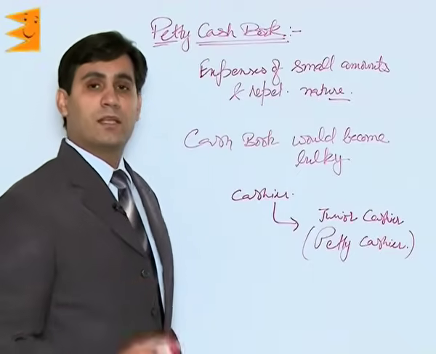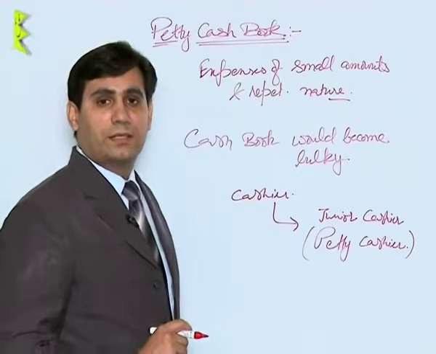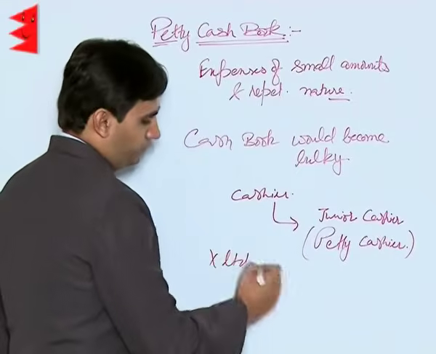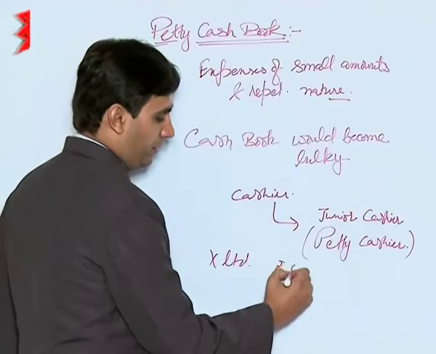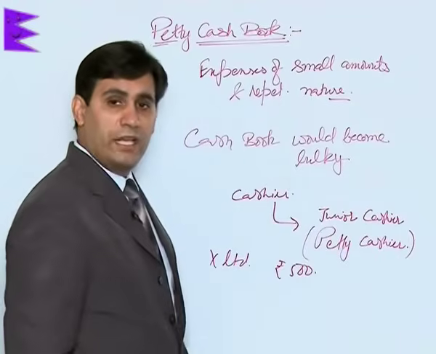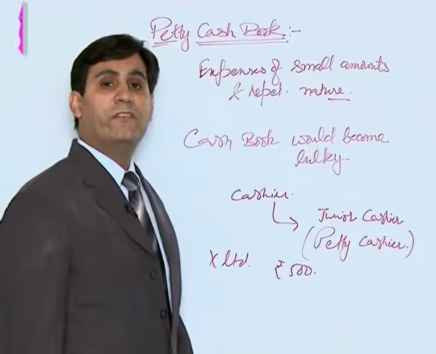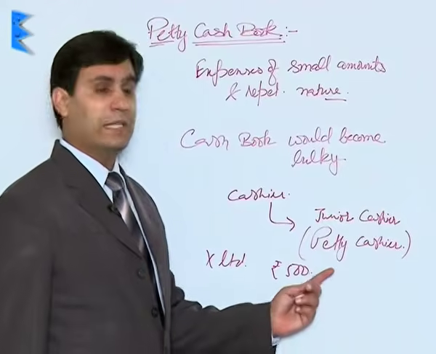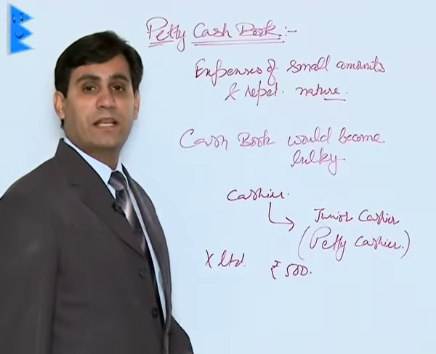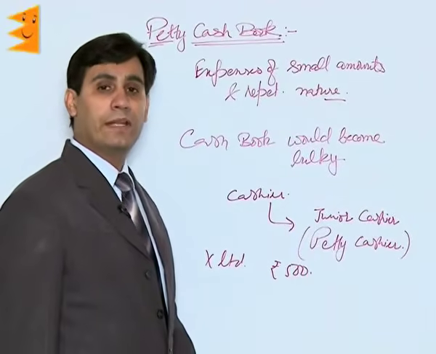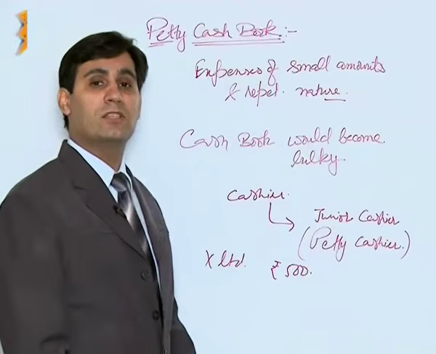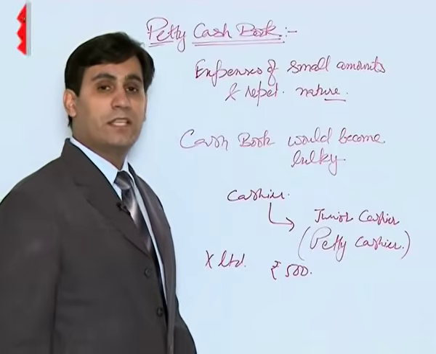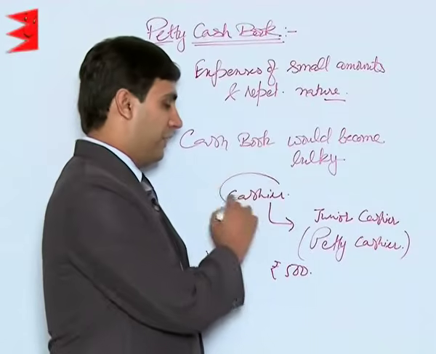Usually what is done is a small amount is fixed. Let us take an example that in organization X Limited, this amount has been fixed at rupees 500. That means any worker or any employee, if he incurs an expense of amount of up to rupees 500, can go to a petty cashier, submit the details and get the amount reimbursed, or can get that particular item or get cash equivalent to that particular item from the petty cashier. That is, he need not go and trouble the cashier every time.